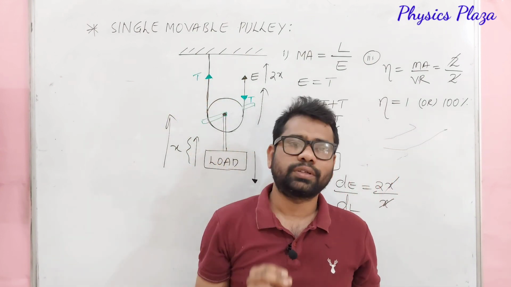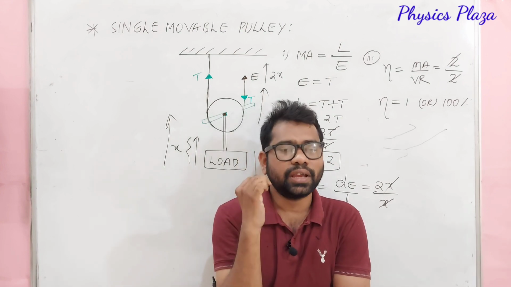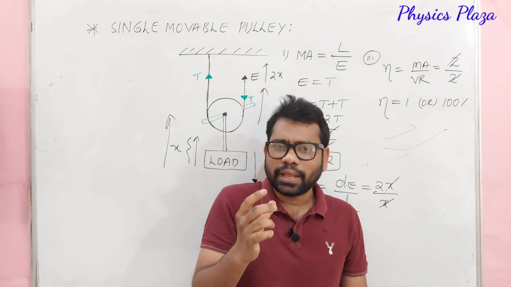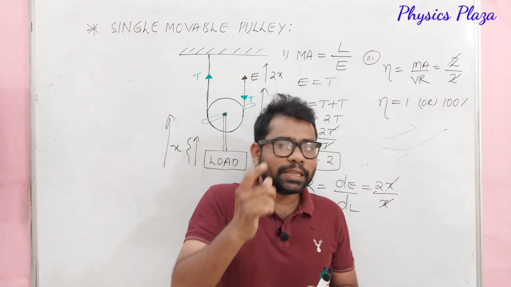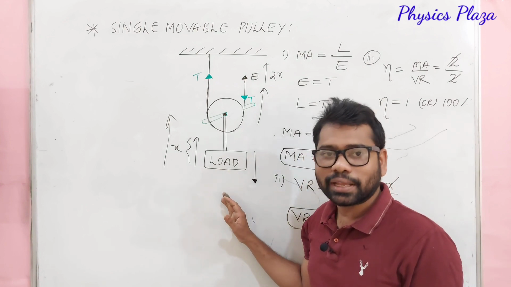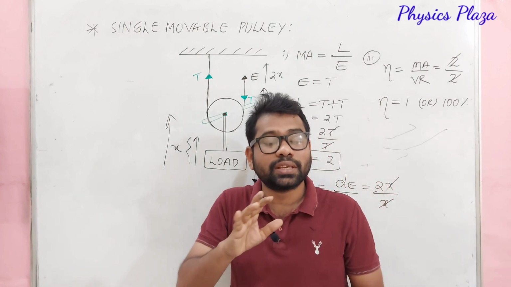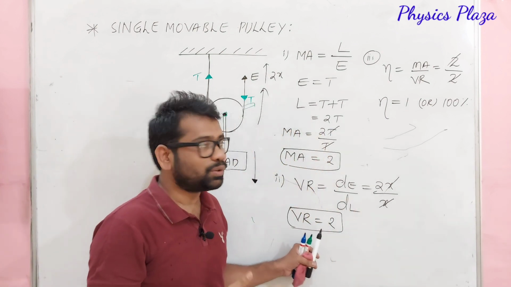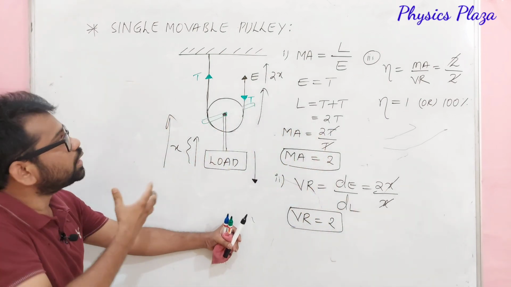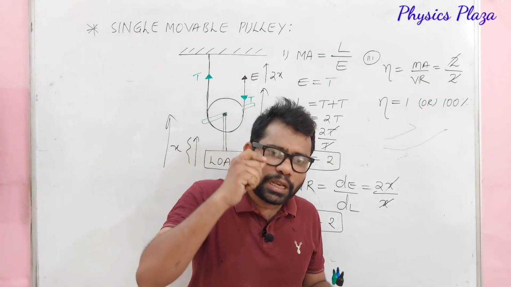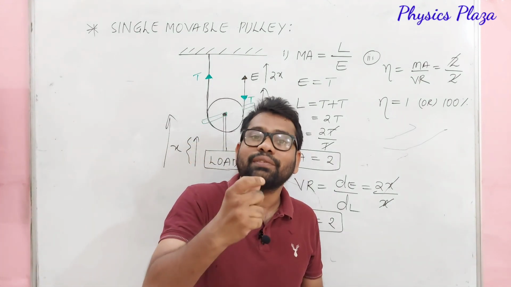Then you may get one doubt. Sir, okay, it is fine, we are going to combine a single movable pulley with a single fixed pulley. But as we combine them, will there be any change in its mechanical advantage? Will there be any change in its velocity ratio? That we have to see, dear children. So now we will discuss how we can combine a single movable pulley with a single fixed pulley, and whether there will be any change in its mechanical advantage and velocity ratio.